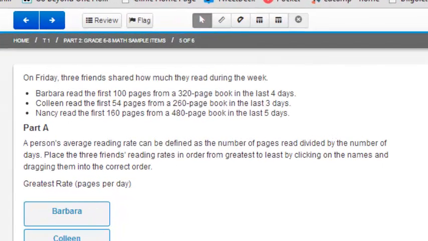We moved on to item 5. On Friday, 3 friends shared how much they read during the week. Barbara read the first 100 pages from a 320-page book in the last 4 days. Colleen read the first 54 pages from a 260-page book in the last 3 days. Nancy read the first 160 pages from a 480-page book in the last 5 days.